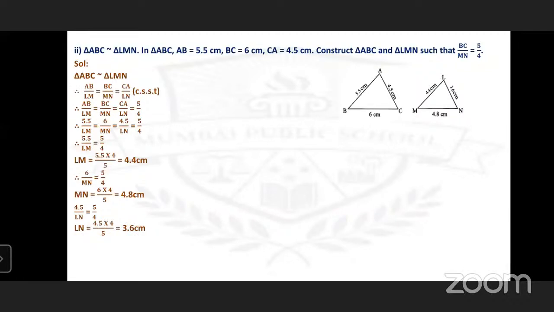So MN is 4.8, sorry. LM is 4.4 and LN is 3.6. So we write here in our rough figure. Now then we construct the triangle.